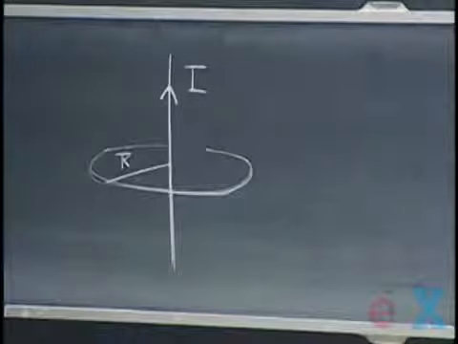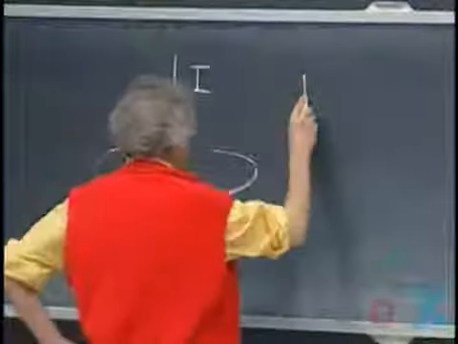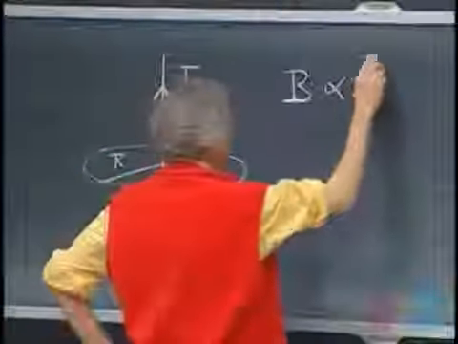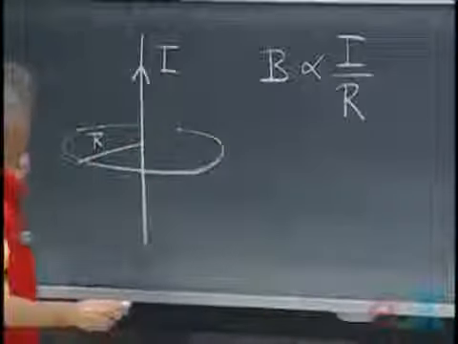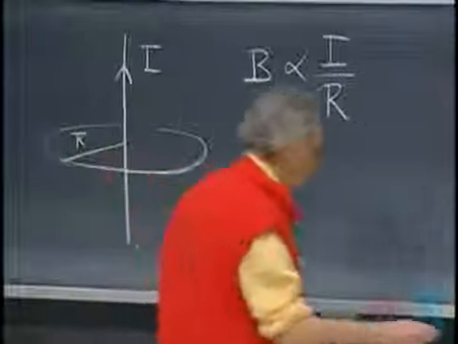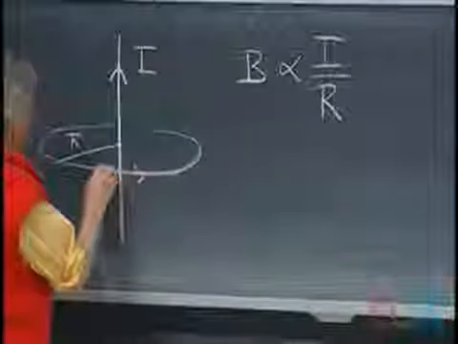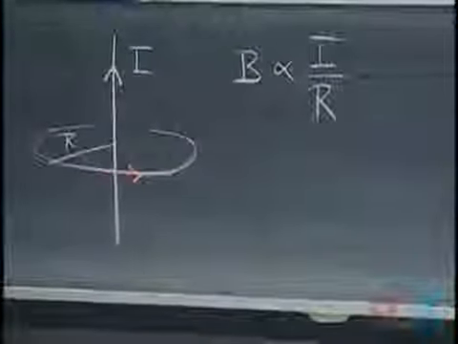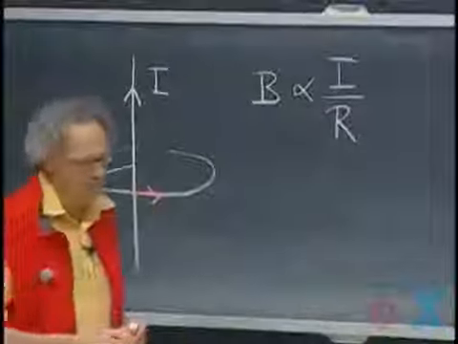And if that circle has a radius r, then the magnetic field, that's an experimental fact, is proportional with the current I, and it's inversely proportional with the radius of that circle. By convention, the direction of the magnetic field is given by the right-hand corkscrew. You rotate this way, the current goes up.